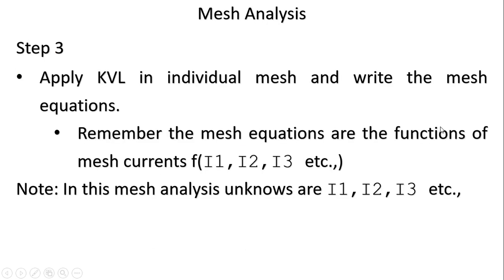So step number 3 is apply KVL, Kirchhoff's voltage law, in individual mesh and we'll get equations. And one more very important thing is all these mesh equations are the functions of I1, I2, I3 and so on. In the mesh analysis, we need to find the value of I1, I2, I3 and so on only. The main concept in the mesh analysis is to find the currents available in various meshes. They are the unknowns, right?